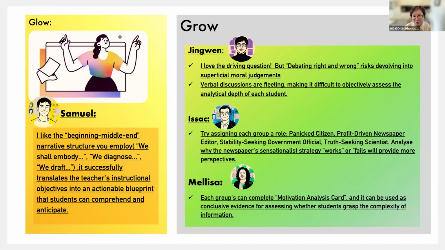The grow feedback, however, is what really refines the plan. Jingwen's concern was that the main question could lead to superficial debate and would be hard to assess. Isaac's idea solves the problem of analytical depth by forcing multiple-perspective thinking. And Melissa's idea solves the problem of assessment by creating a tangible tool to capture the students' thinking. So this feedback process demonstrates a key advantage of efficient collaborative prototyping. In one short cycle, the team validated the core concept while identifying how to solve the biggest flaws.